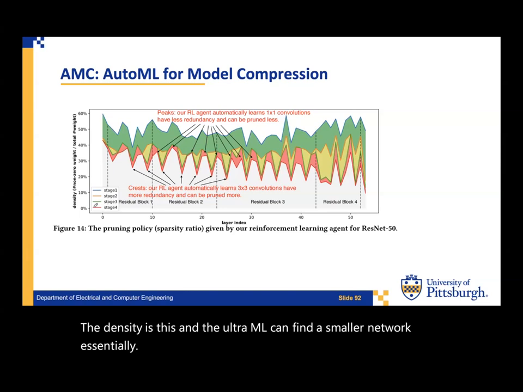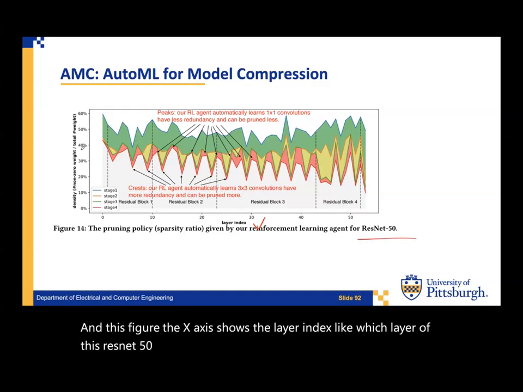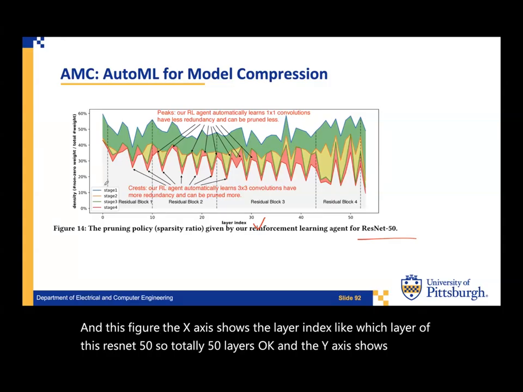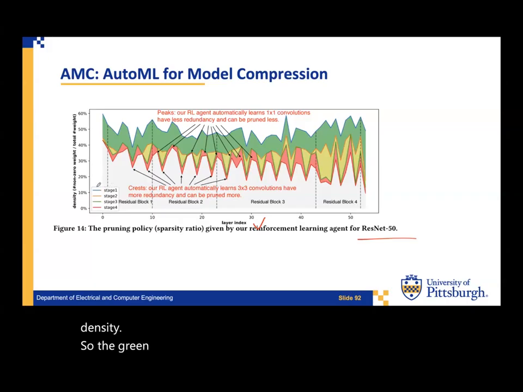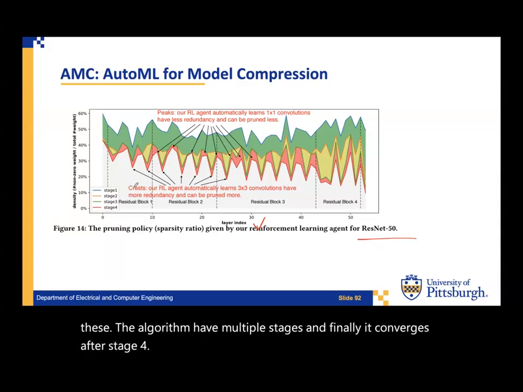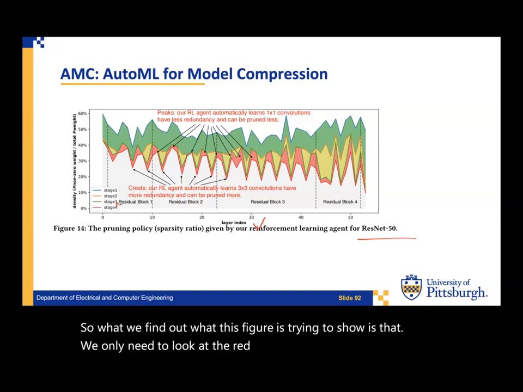And in this figure, the x-axis shows the layer index, like which layer of this ResNet-50. So totally 50 layers, okay? And the y-axis shows the density. So the green line, yellow line, the blue, orange, green, red, these are stages, as the algorithm has multiple stages. And finally, it converges after stage 4. So what this figure is trying to show is that we only need to look at the red line here, okay? Because that's the final result.